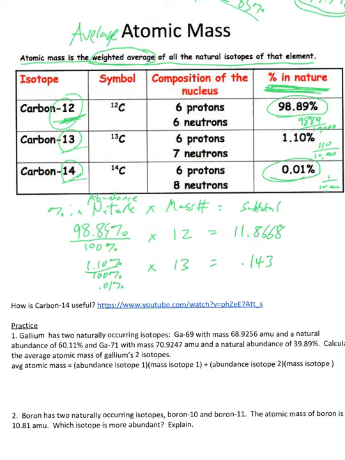0.01%. You're going to divide that by the total abundance of 100% of carbon. And you're going to multiply that by the mass number 14. And when you do that, 0.01 divided by 100 gives you 0.0001. You multiply that by 14, and you get 0.0014.